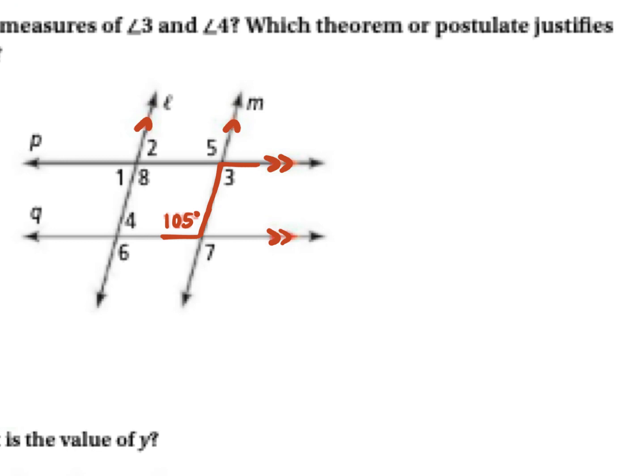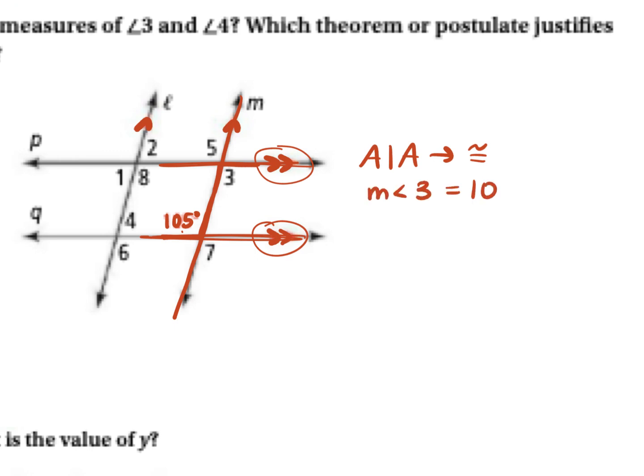I'm sorry. But what these would be, those are alternate interior angles. And what we learned is if lines are parallel, which they are, so here's our parallel lines. This is our transversal. Then alternate interiors are congruent, right? So that means the measure of angle 3 is 105 degrees. Those will be congruent. So this angle and this angle will be the same.